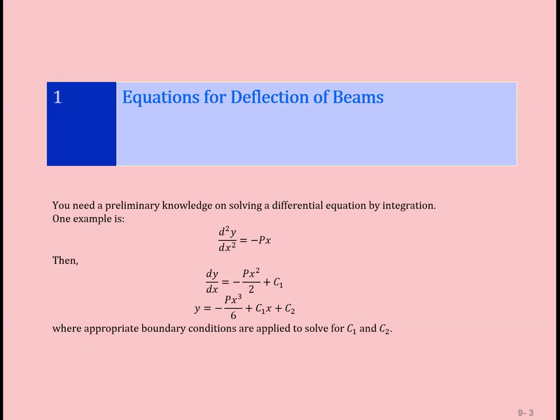If we do the first integral, you integrate both sides with respect to x, and you will get this equation. Then you integrate one more time, and you will get this equation. Along with each integration, one integration constant comes up, C1 and C2. In total we have 2 integration constants, which can be solved with appropriate boundary conditions.